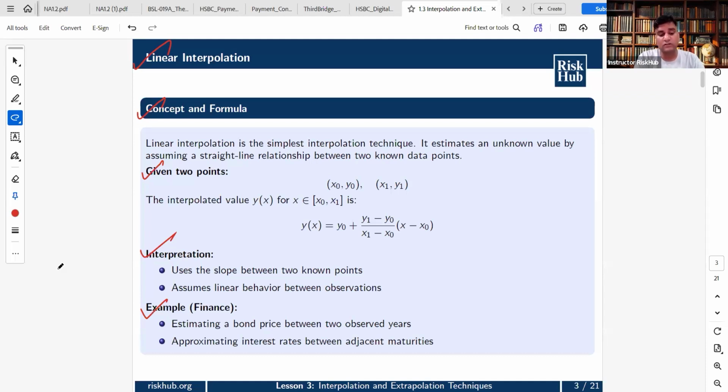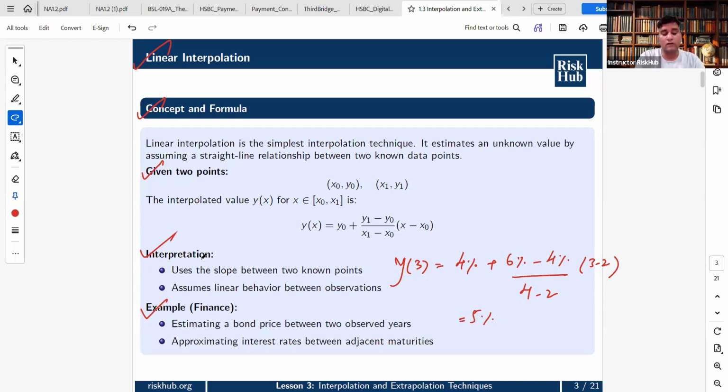x minus x naught, how far the required point is from the first known point, y x is the estimated value at x. Financial example, again, we can use a 2 year yield of, let's say, 4%, and a 4 year yield of, let's say, 6%. You put in the values and estimate the 3 year yield. If I have to find y3, the 3 year yield, y3 is equal to 4% plus 6% minus 4% divided by 4 minus 2, times 3 minus 2. You solve it, you get 5%.